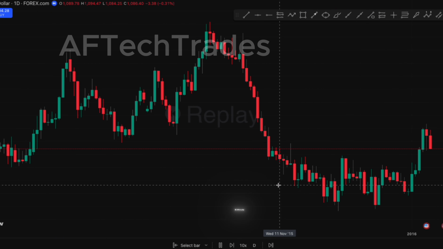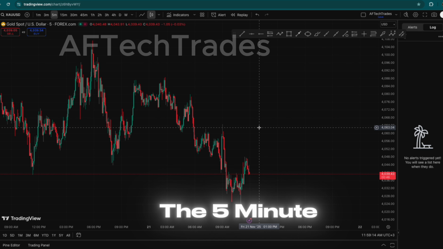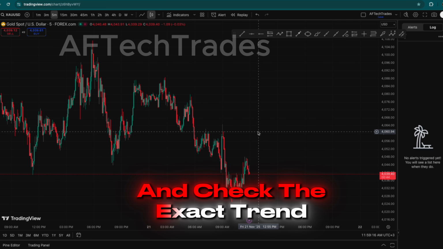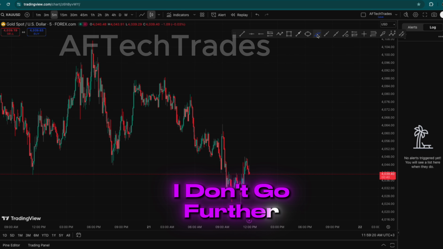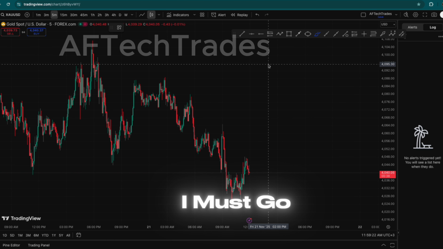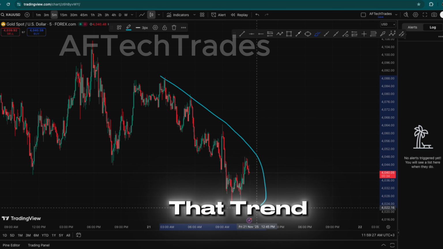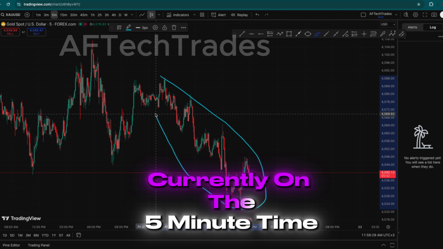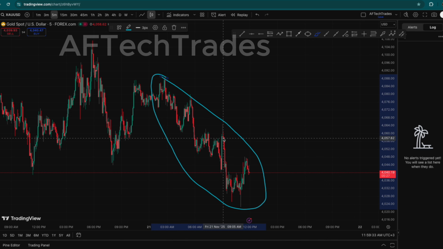Okay, now this is the 5 minute time frame. So what I usually do is that I come to the 5 minute time frame and check the exact trend at that moment. I don't go further. The only time I must go further, I go to the 15 minute time frame just to confirm the trend. As you can see now, currently on the 5 minute time frame, the trend is a downtrend.